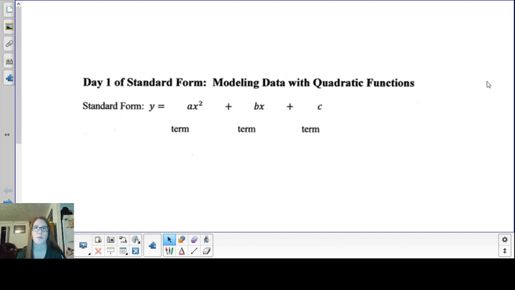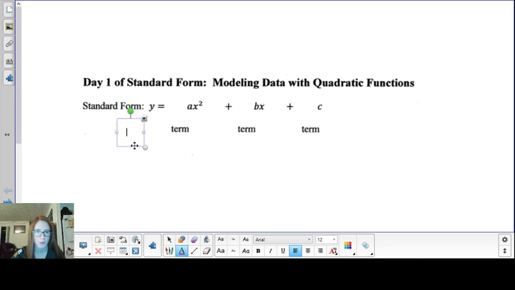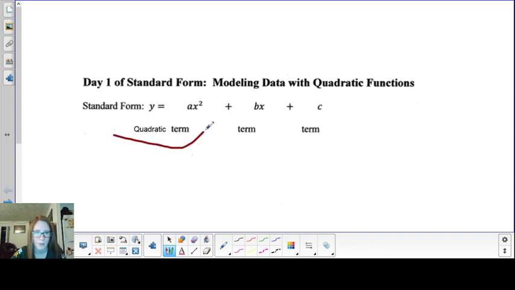So, that being said, we're going to talk about the 3 different terms that we have when dealing with quadratic functions. And again, we all know how awesomely great my handwriting is. So this first term is the quadratic term. It's the term in front that involves the x squared. So for example, my quadratic term is ax squared.